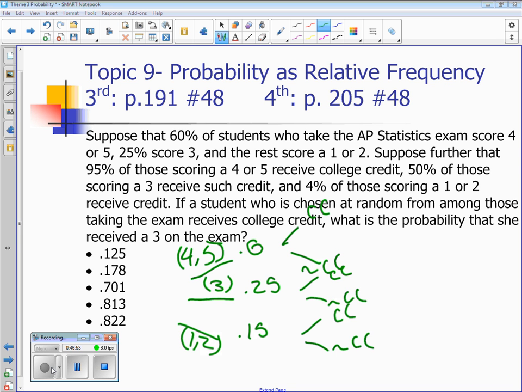Okay? And then it says that 0.95, 95%, receive college credit if they score 4 or 5. So the complement would be the rest, because each of the branches of the tree have to add to be 1, right? I agree so far.